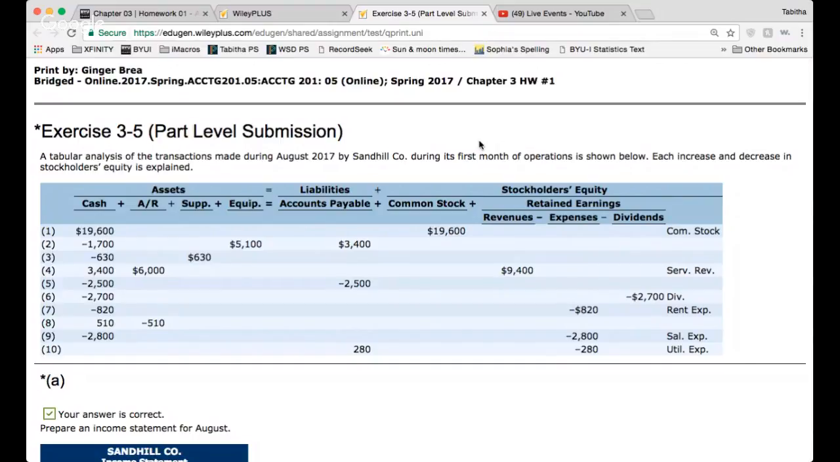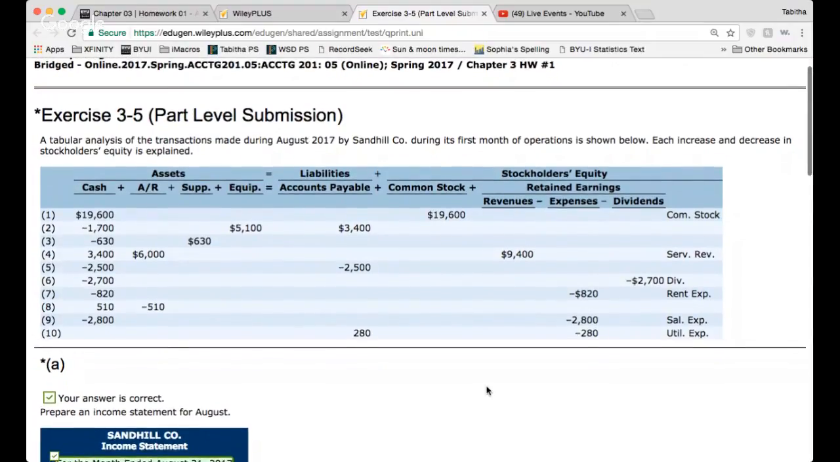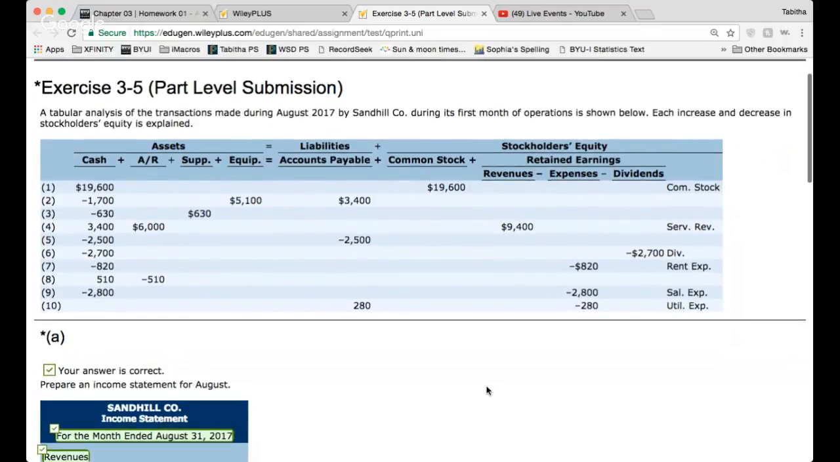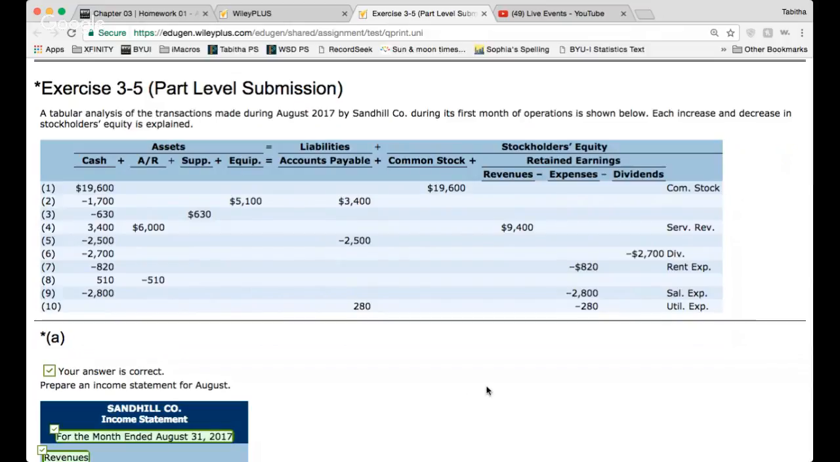So my assignment was to present to you exercise 5 from chapter 3, which asks us to do the 3 financial statements for the company of Sandhill Company. They give us the table here of the transactions for the month of August 2017. For starters, we start off with doing the income statement. That's the first financial report that we need to complete.